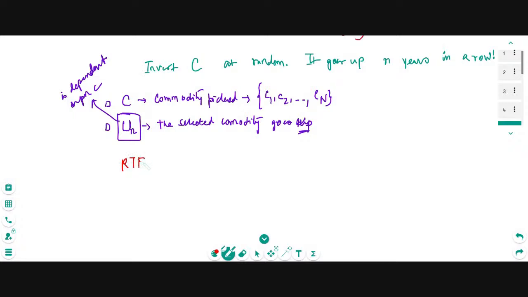We are required to find out the probability that it will go up in the (n+1)th year, given that it has gone up till n years. This is what we are required to find out, right?